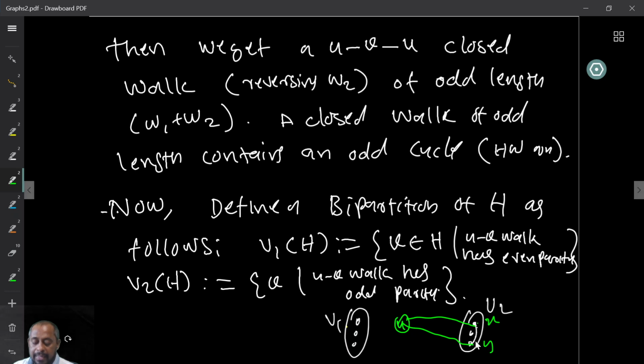Now if I add the edge xy, I can go from u to x, then go to y, and then y to u, which will create an odd closed walk, because u to x and u to y have the same parity, so adding them you will get an even number. xy is 1, so therefore the length will be odd in total. So I get an odd cycle, which says that the graph must contain an odd cycle. So therefore this is not possible.